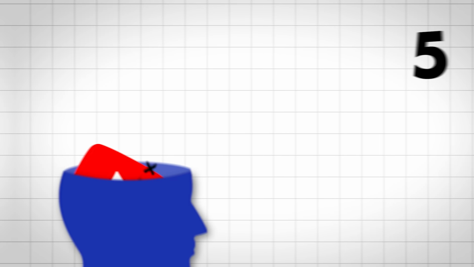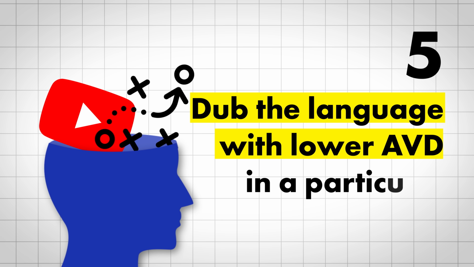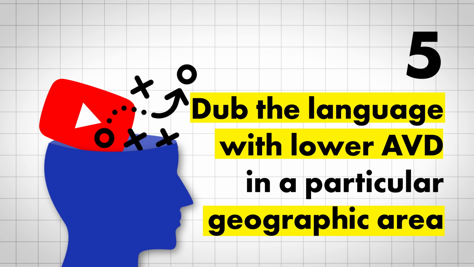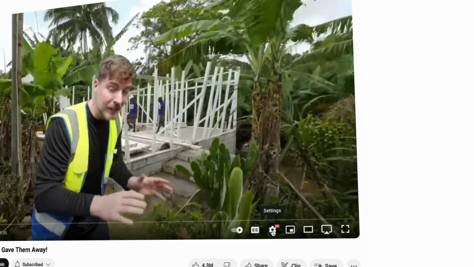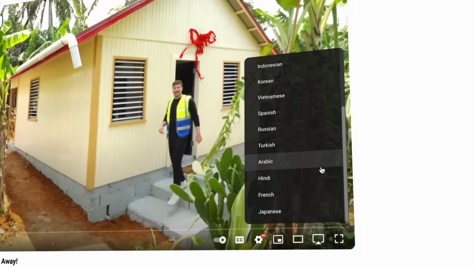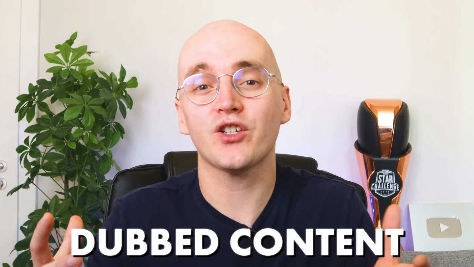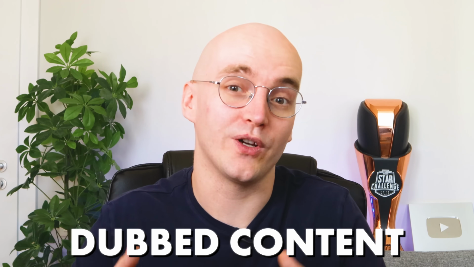Number 5, dub the languages which you notice have a lower AVD in the geographical area that people are watching from. I know this is very complicated, but let me break it down in a very simple step. When you go on YouTube right now, you will find a lot of videos where if you go to the audio track, you will see that you can watch this content in multiple languages. This is called dubbed content, and here's a quick example of how it looks like when you watch something in English.